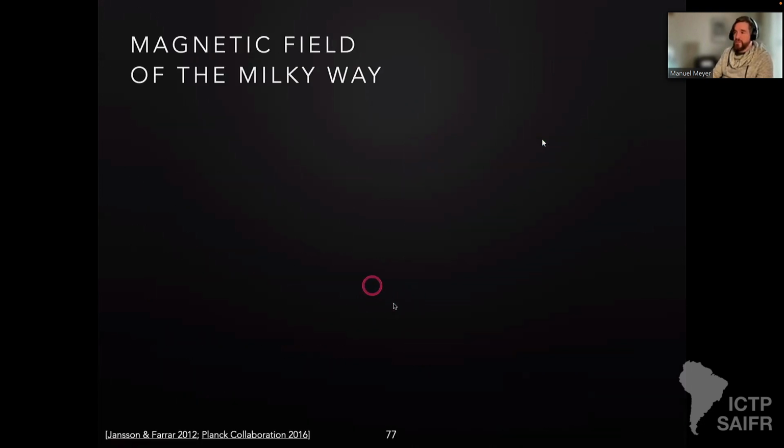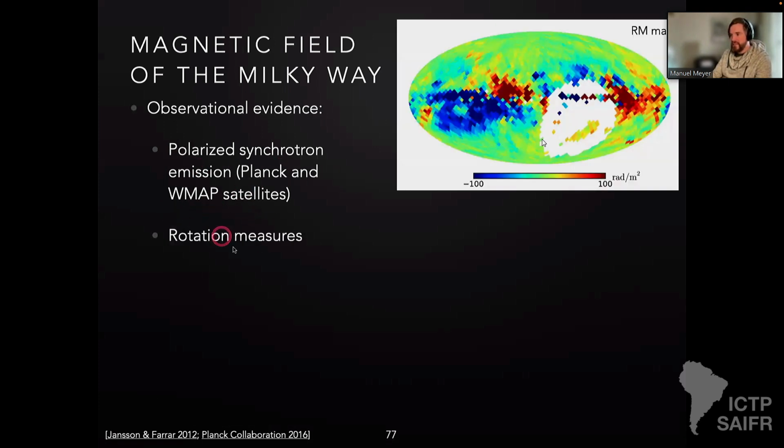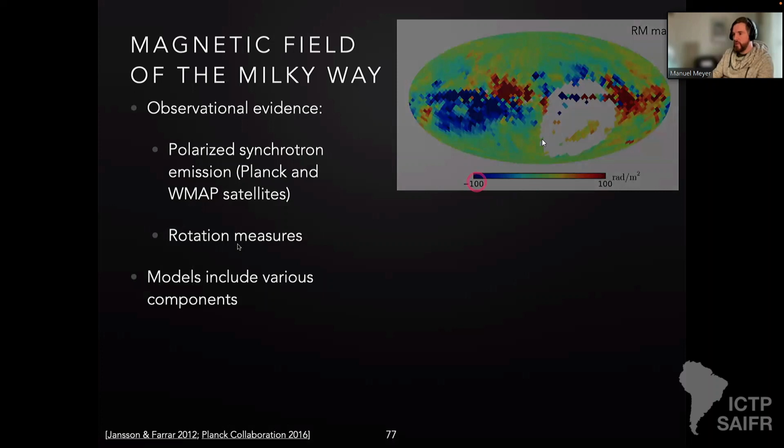And then coming to the magnetic field of the Milky Way, again, what's the observational evidence? You might have an idea. It's polarized synchrotron emission. Synchrotron emission, always helpful, that we see with the Planck and WMAP satellites. And we have, again, rotation measures from background sources that send radio waves that propagate through our Milky Way. So here's a rotation measure map of our Milky Way.